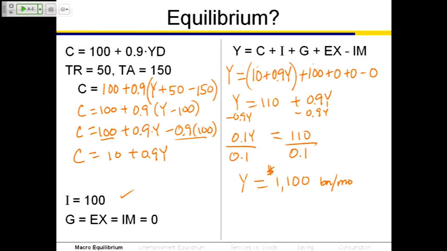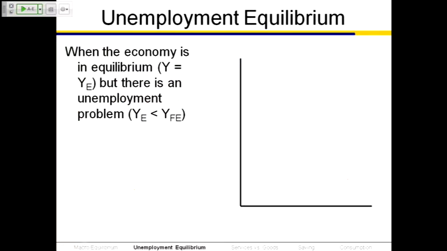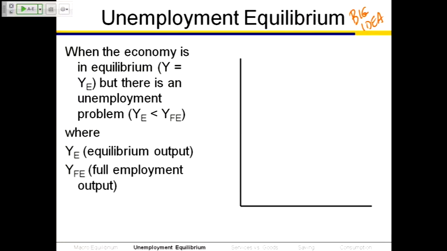When we defined equilibrium, we said equilibrium was output equals aggregate demand. Notice there's nothing in that definition of equilibrium that says anything about unemployment or employment. That means that we can have what's called an unemployment equilibrium, and this is the big idea of Keynesian economics. The economy can be in equilibrium, so we're going to say output equals the equilibrium level of output. But there's an unemployment problem because the amount of output in equilibrium is less than the full employment amount of output.